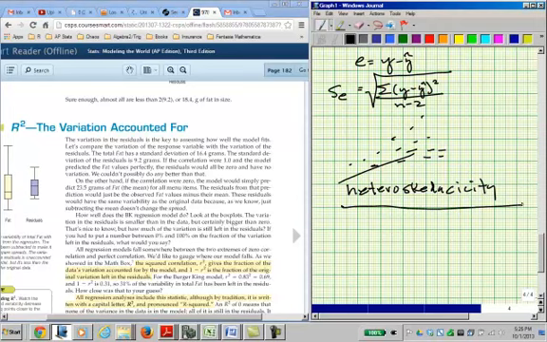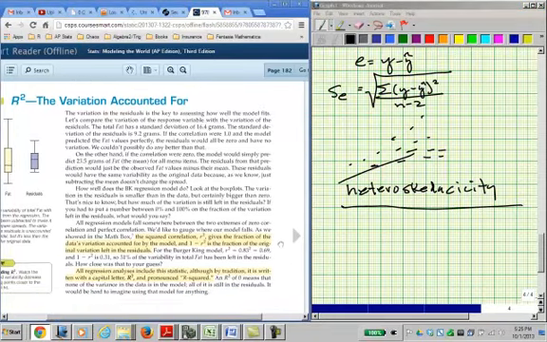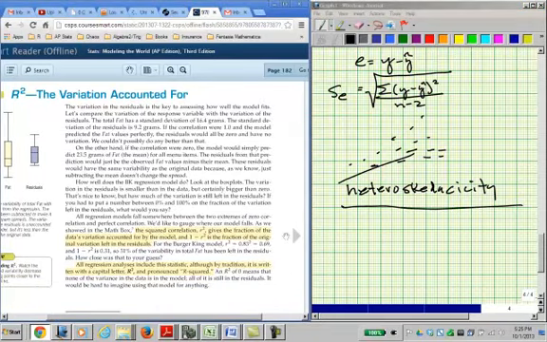Okay. Here's what you want to remember. R squared is the squared correlation. It gives the fraction of the data's variation accounted for by the model. And 1 minus R squared is the fraction of the original variation left in the residuals.